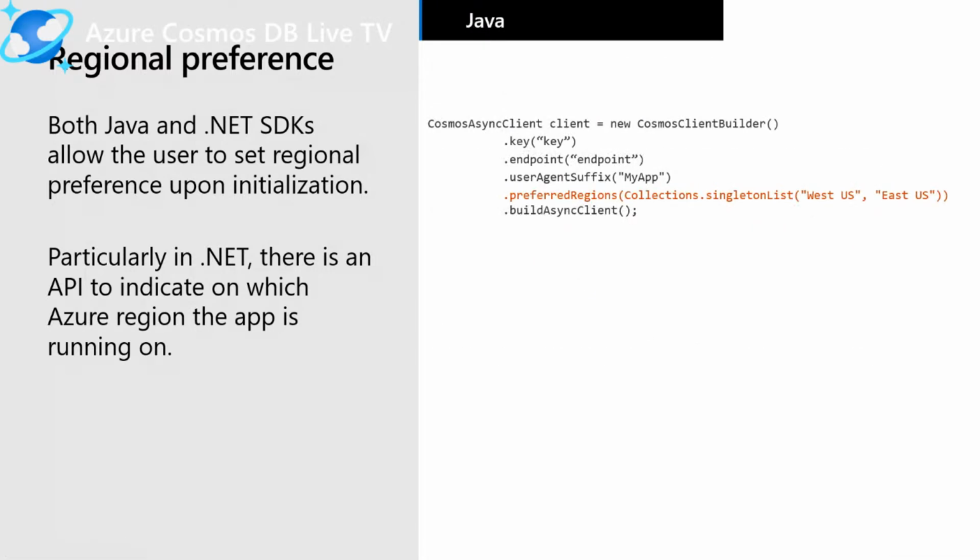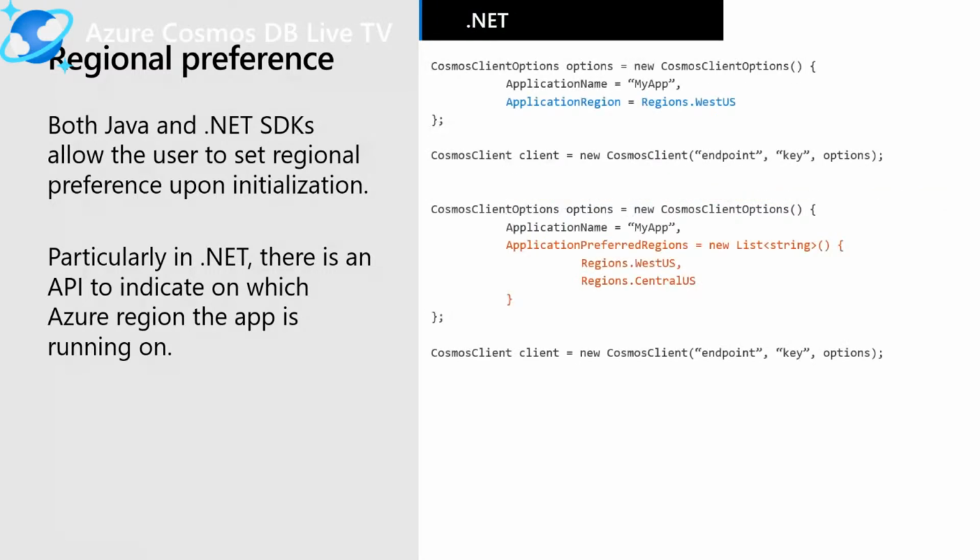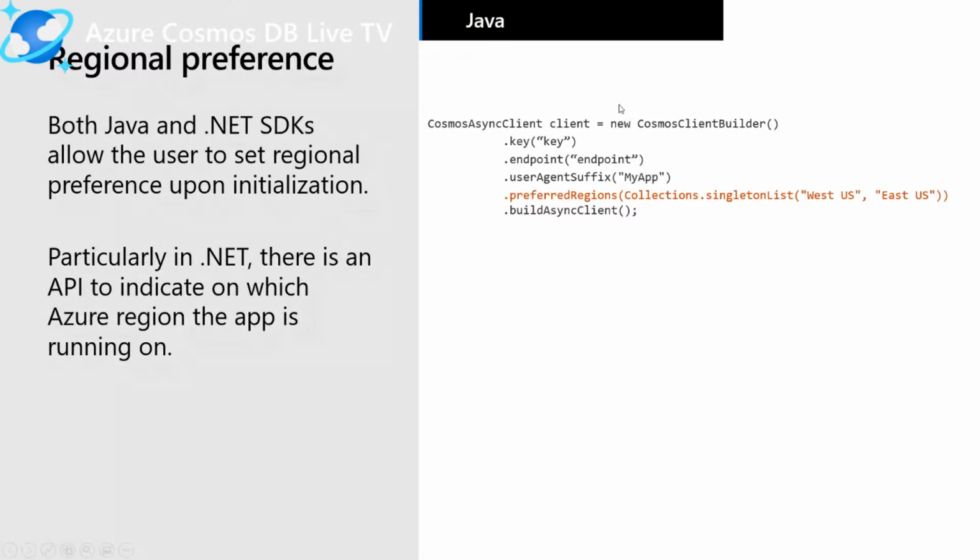This is also available in Java, with the difference that Java doesn't have the first option, the application region; it only has the list. So you just need to specify a list of one or more regions that you want to preferably connect to. And this will tell the SDK which region it should use to execute the operations, and not just let it default to the primary region.